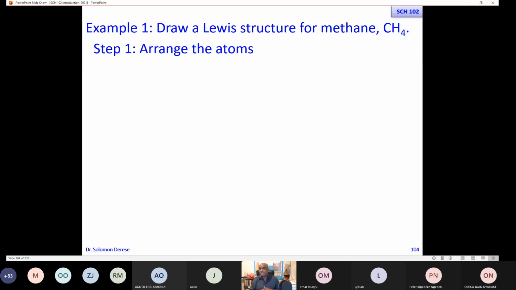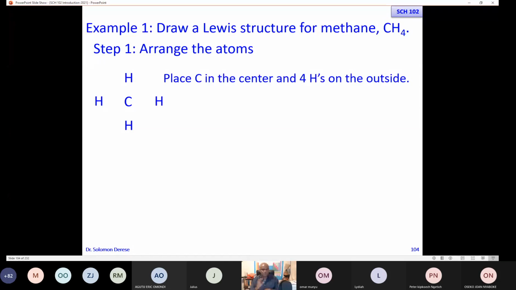So when you are arranging the atoms, we follow what I've told you. Hydrogen should be on the outside. Carbon will be in the middle. So you'll place carbon in the center and surround it by the 4 hydrogens, and these 4 hydrogens will be on the outside. This is step 1.